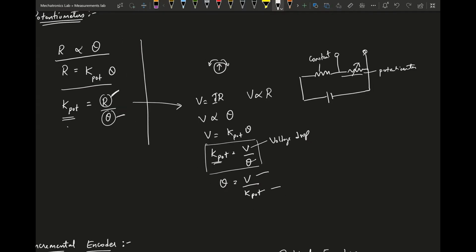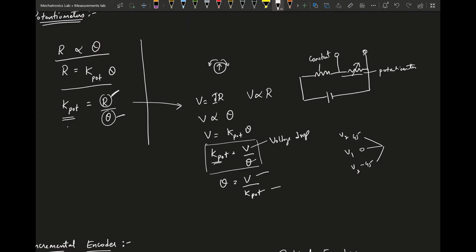So how we are gonna find the K pot is, we can put the potentiometer at 0 position, and we can move it to 45 degrees, and we can move it to 90 degrees, right? Or we can move it to 45 and minus 45. So at 0 we'll have a voltage reading of V1, which ideally should be 0, but you may or may not have 0, and at 45 degrees you'll have V2, and at minus 45 degrees you'll have V3.